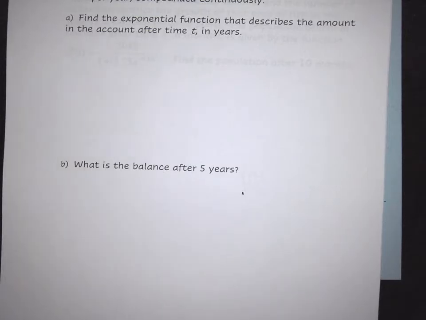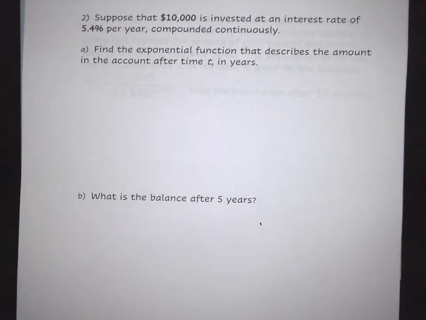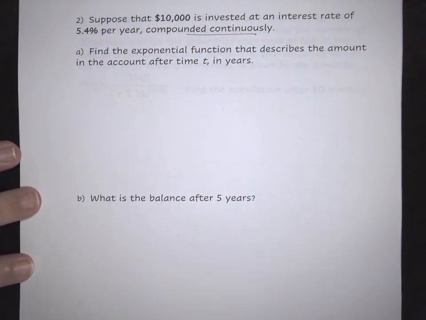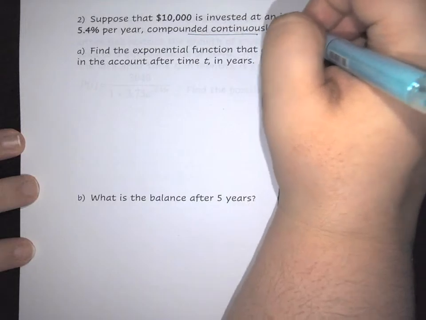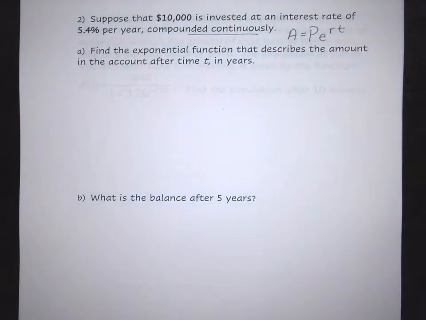Alright, this next one is talking about money. So suppose that $10,000 is invested at an interest rate of 5.4% per year, and we are compounding continuously. Compounding continuously means the PERT formula, so it means we are looking at A equals Pe to the rt. Now with that, we want to find the exponential function that describes the amount in the account after t years. So what do we know?